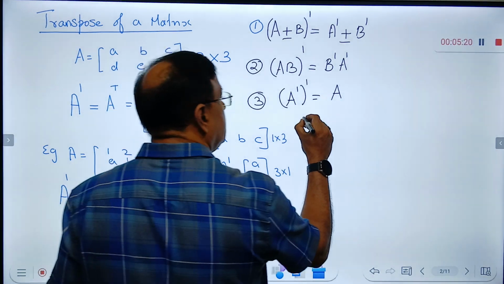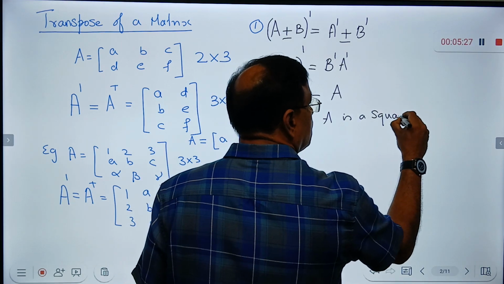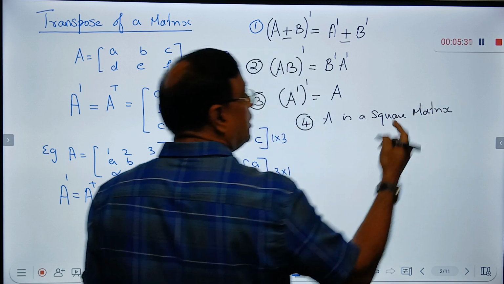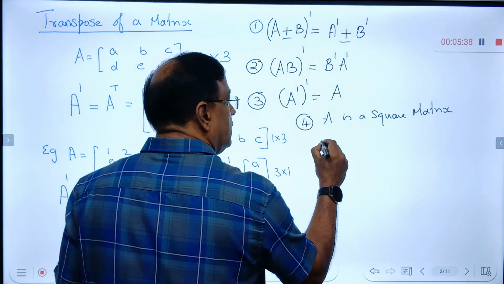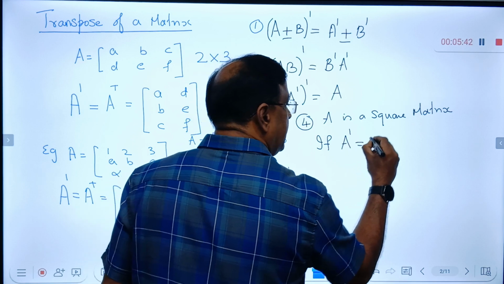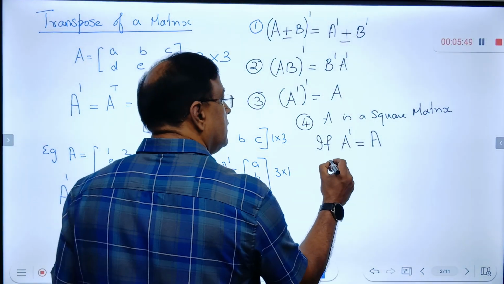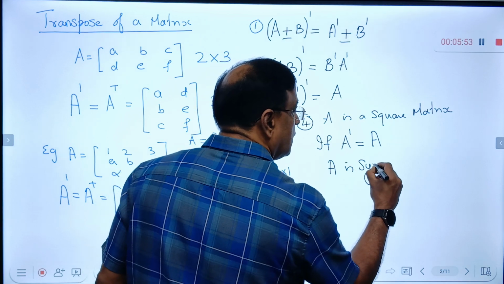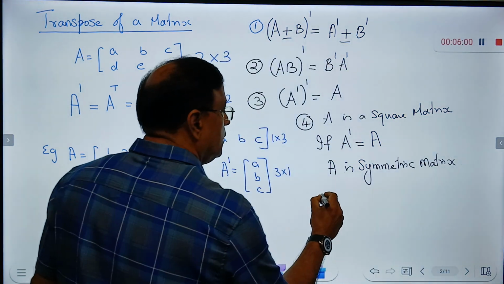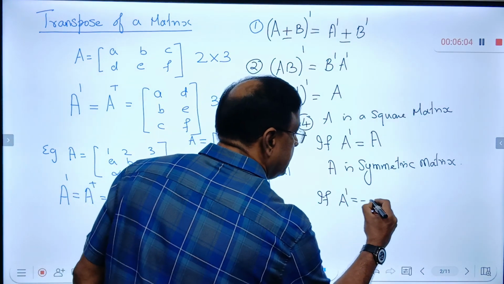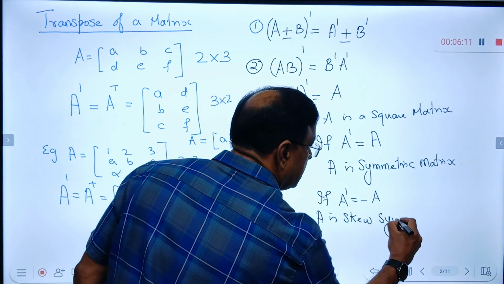Now the fourth very, very important result is, A is a square matrix. You get a 1 mark, 2 mark, or 3 mark question from this. If A is a square matrix, if A transpose is A itself, then A is called symmetric matrix. If A transpose is minus A, then A is called skew symmetric matrix.